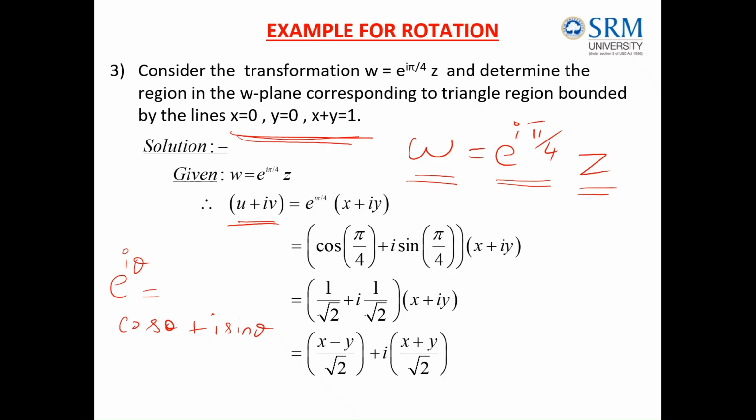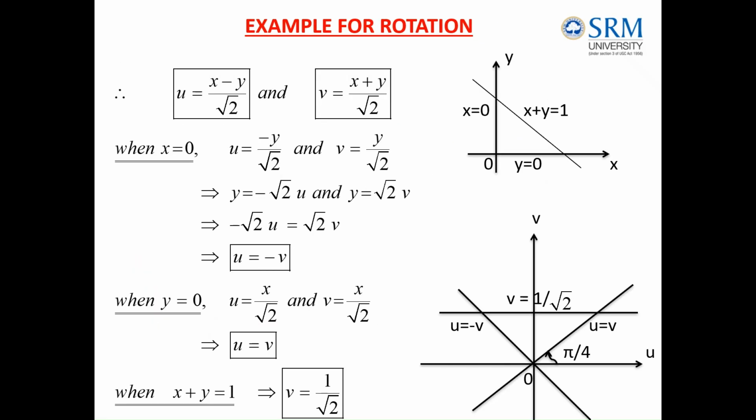So if you simplify this and separate the real and imaginary part, you will get the real part as x minus y by root 2, imaginary part as x plus y by root 2. So that you can easily equate this with u and v. So knowing what is u and v, now we can find what is the image of each and every edge of the triangular region. So when x is equal to 0, we need to find what is u and what is v. So u is minus y by root 2, v is plus y by root 2. So the relation between u and v is u is equal to minus v.